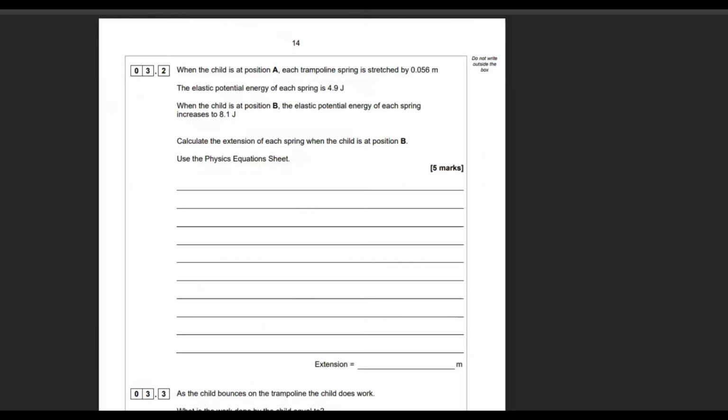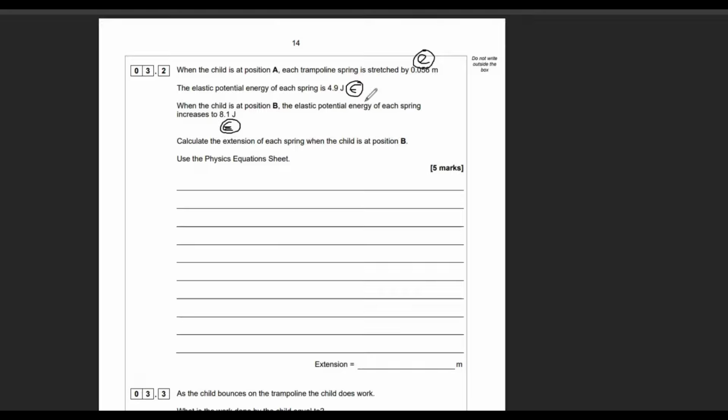Okay, so we're going to go back to the question. Here we are. When the child is at position A, each trampoline spring is stretched by 0.056 meters. So what is that? That is telling me the extension, E. The elastic potential energy of each spring is 4.9. That is the energy. When the child is at position B, the elastic potential energy is 8.1. Calculate the extension at position B is 5 marks. Why don't you pause the video, have a go?